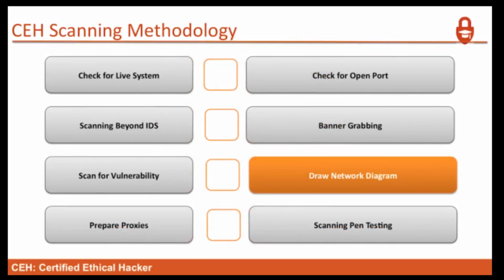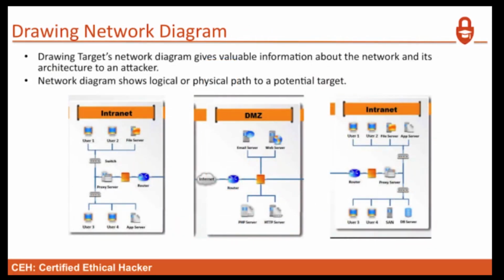So now we're going to talk about drawing network diagrams. Drawing target network diagrams gives valuable information about the network and its architecture to an attacker. The network diagram shows logical or physical paths to potential targets. So you can see the internet cloud there on the left, and then you have an intranet on that side of the internet. We have a router in front and then a firewall.